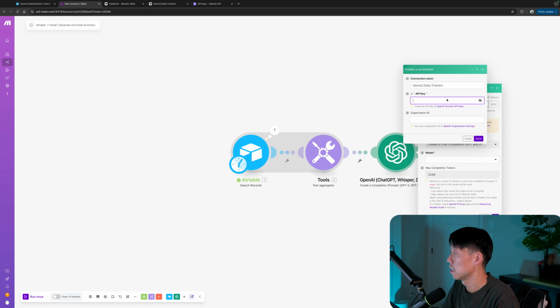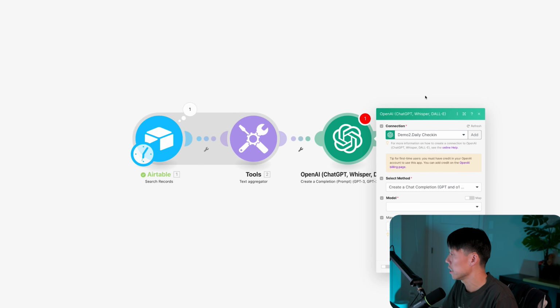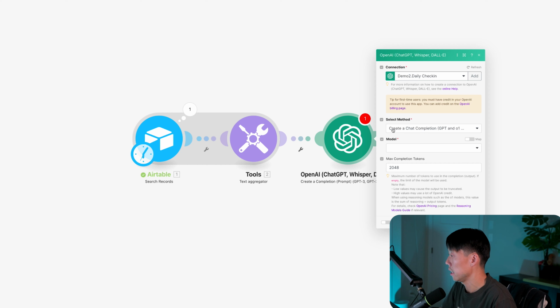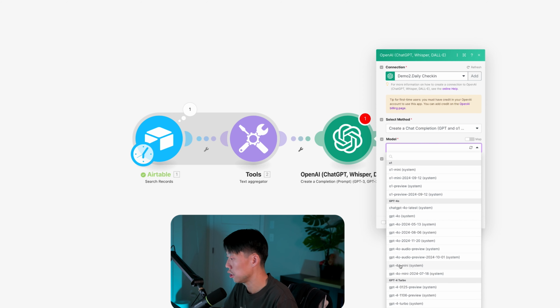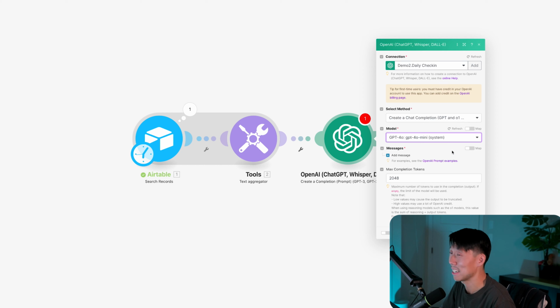Go back to Make. Enter the API key. Don't worry about organization ID for now. There we go. Authentication done. All right. Select method, create a chat completion. In the model, like I said, let's pick something super lightweight, GPT-4o mini. Even after testing, I still haven't used a penny. And I've been banging out tests on this thing, just hitting it on the head constantly.